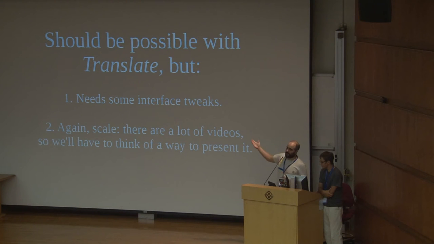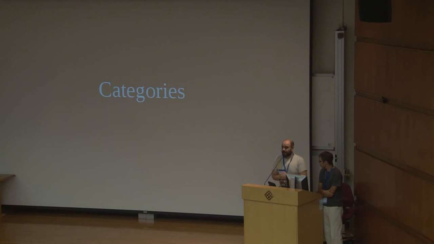Please find such people and let them talk to us. You have to do some interface tweaks there in Translate. We have to do maybe some internal tweaks, but it's possible to do. Categories, and I'm getting really to the end now. Categories on Commons now are in English, which is bad. We don't quite know how to translate category names.